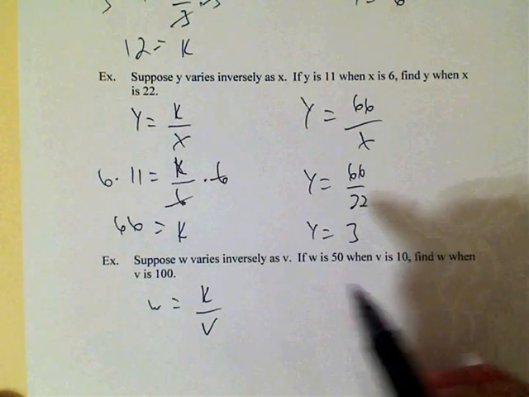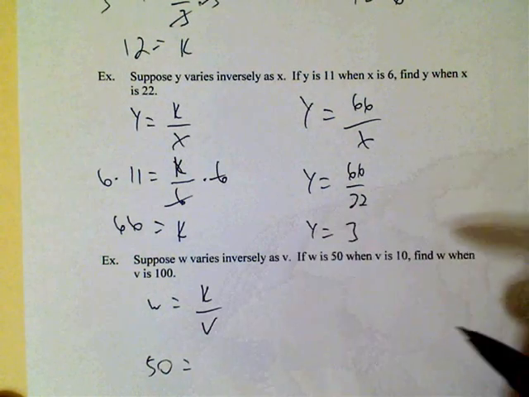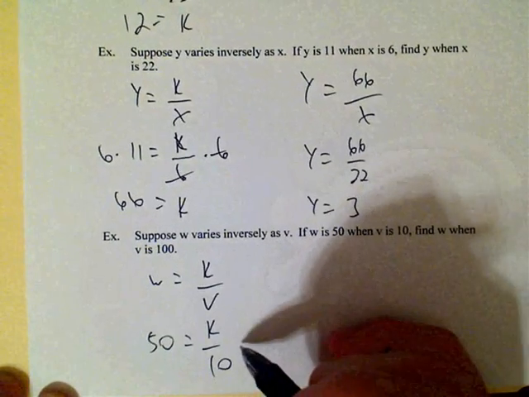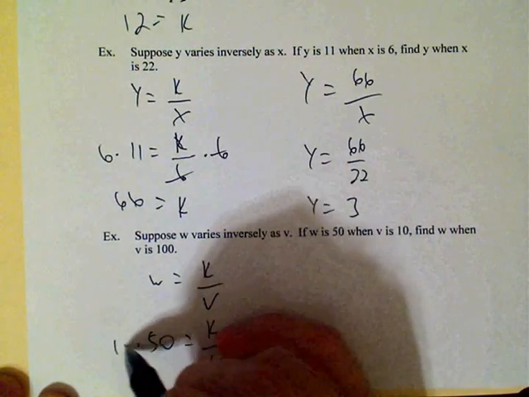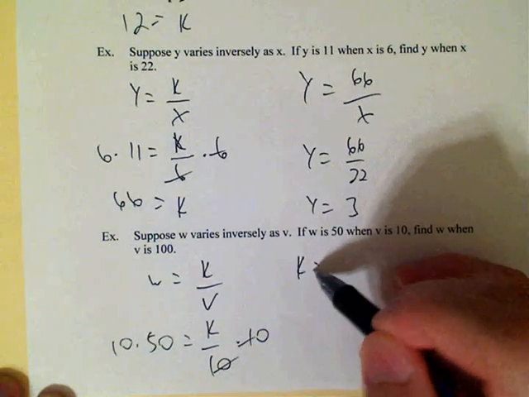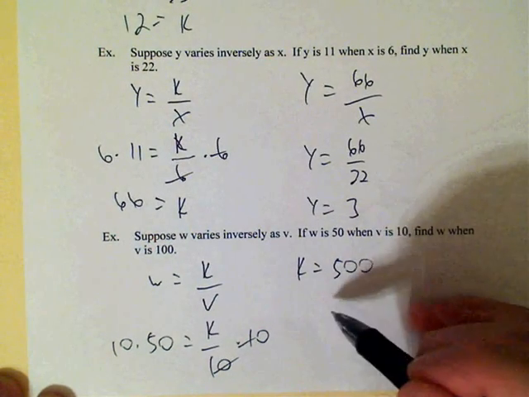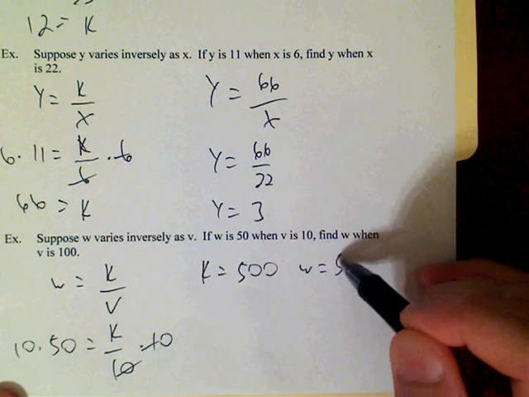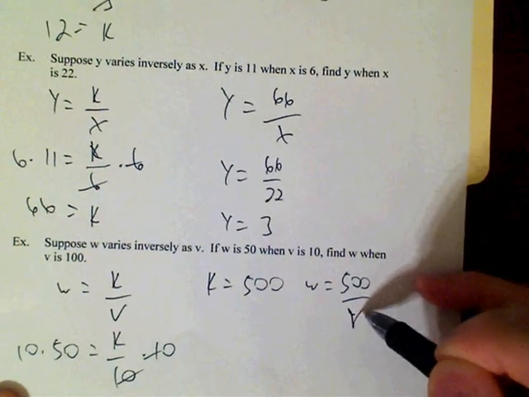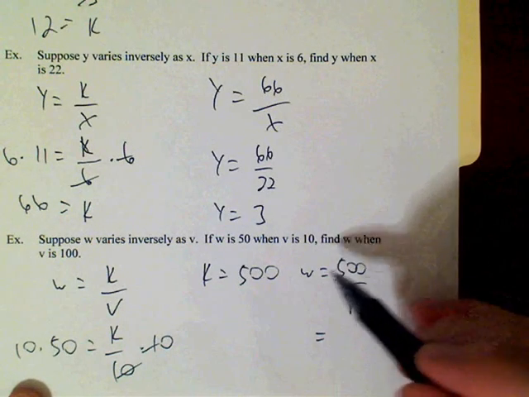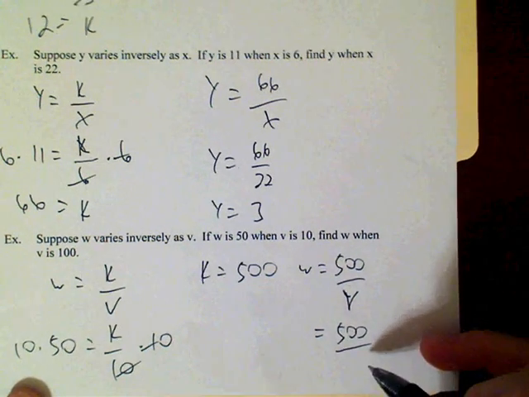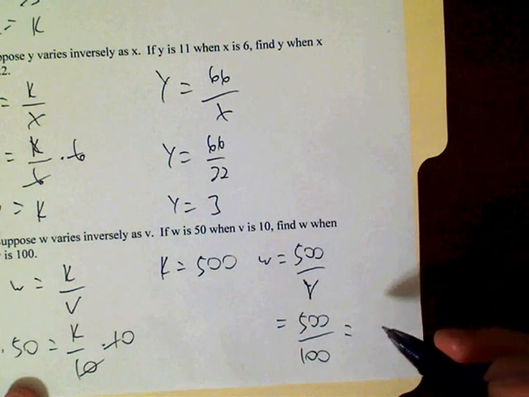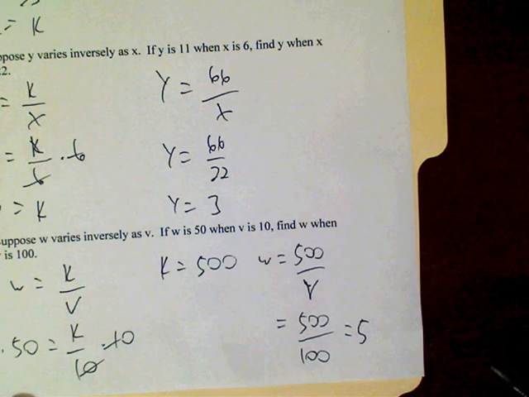W is 50 and v is 10. So what we're going to do, once again, is eliminate the fraction by multiplying by 10, and we get k equals 500. The equation becomes w equals 500 over v. Now it says find w when v is 100. So I'm going to replace the v with 100, and we're going to divide it out. 100 goes into 500 five times, and that's the answer.